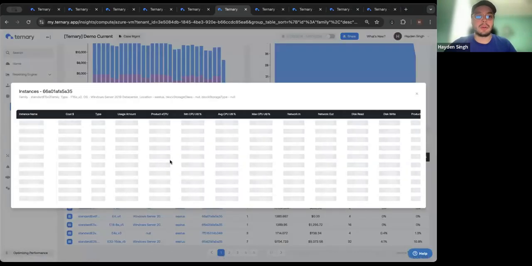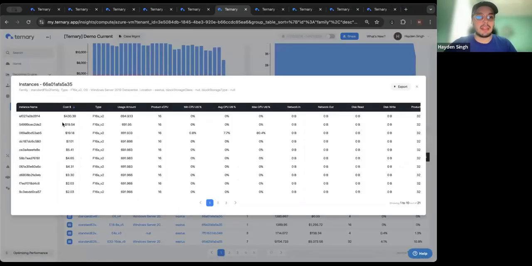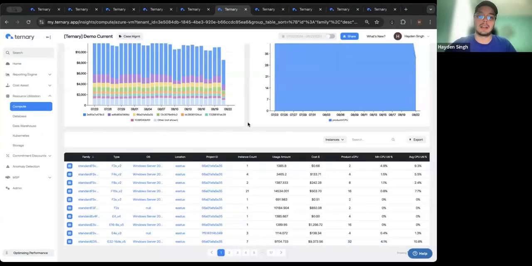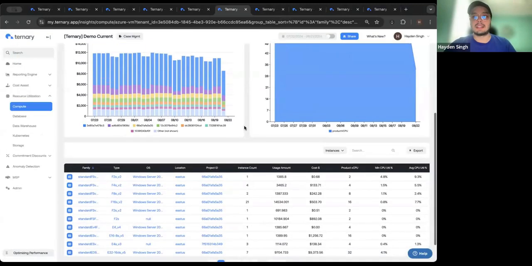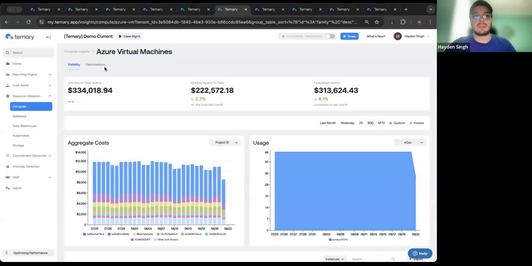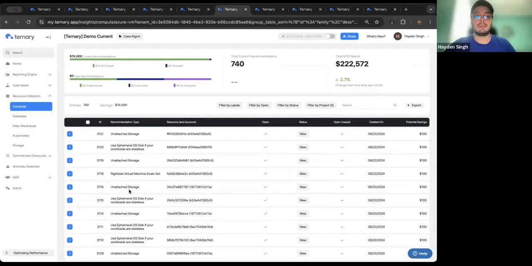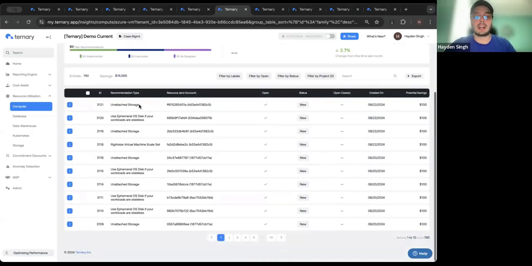So if we look at the instance count, we can actually see all of the instances that roll up to that standard FSD2 family, and we can see all the usage metrics that are tied to those specific instances there. And with those specific instances, what we're able to do is make those recommendations for different optimizations. And this is where you'll see the different recommendation types down below. So you can see we have about $74,000 worth of recommendations. And a couple of examples of these recommendations are things like our unattached storage or using ephemeral operating system disks if your workloads are stateless.